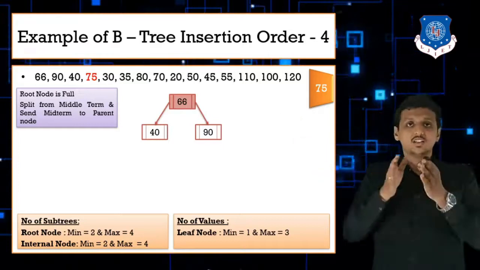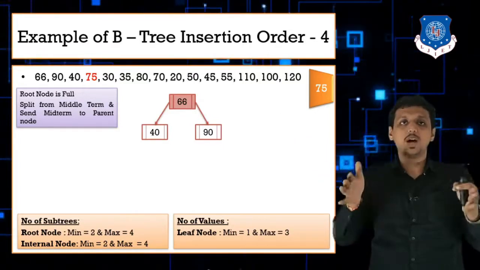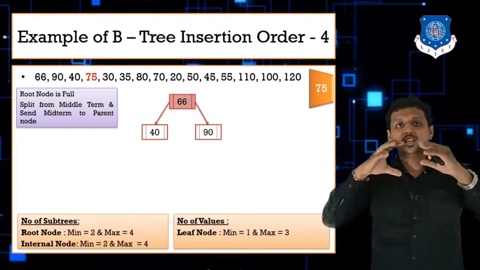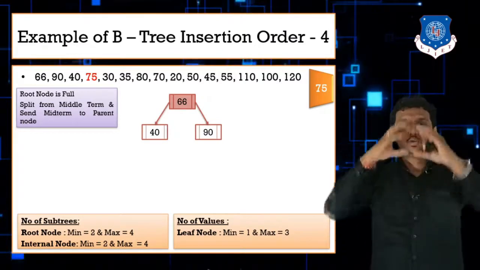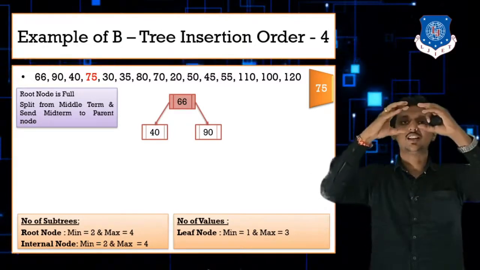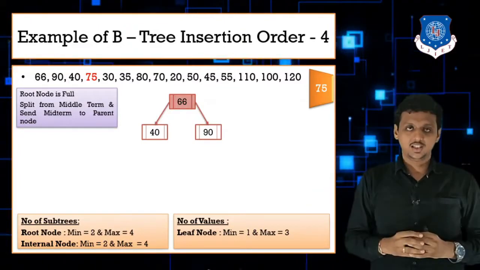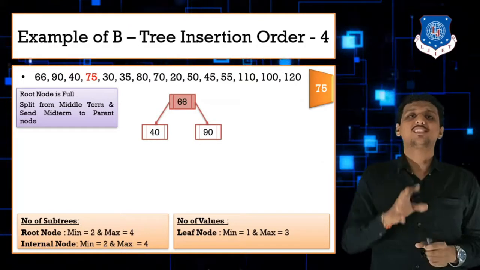66. What you did was split the node in two parts. So what happens? The middle term will go one level up. So here it is, 66, and these are 40 and 90. Fine. Now just try to insert 75.